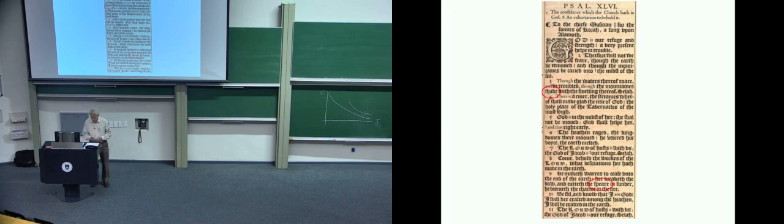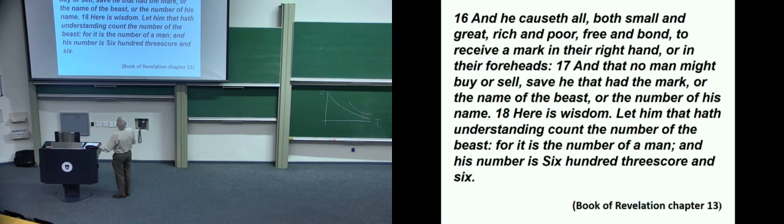Well, then we get on, of course, to 666. And here we have in the book of Revelation, and he causeth all, both small and great, rich and poor, free and bond, to receive a mark in their right hand or on their forehead, and that no man might buy or sell, save he had that mark, or the name of the beast, or the number of the beast. Here is wisdom. Let him that hath understanding count the number of the beast, for it is the number of a man, and his number is 666. Book of Revelation, chapter 13.